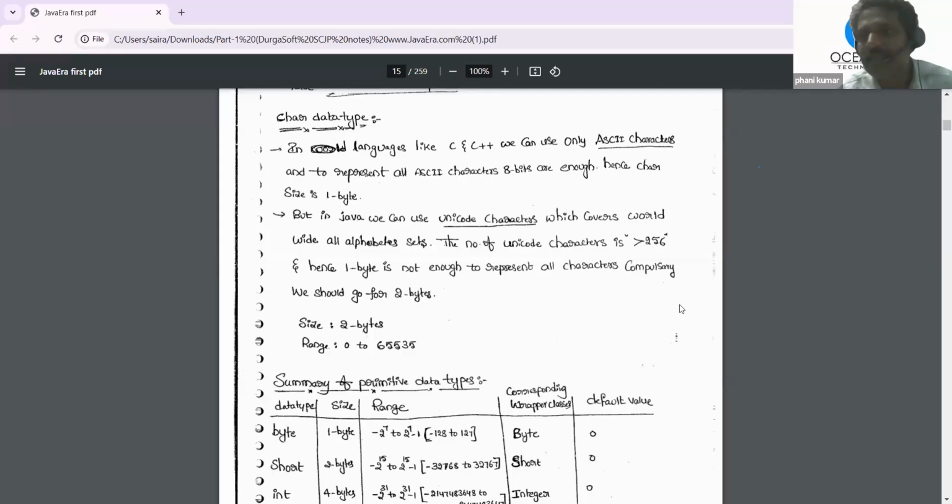ASCII is a normal coding structure. It supports only the English language. For example, C. C is an ASCII-based language.